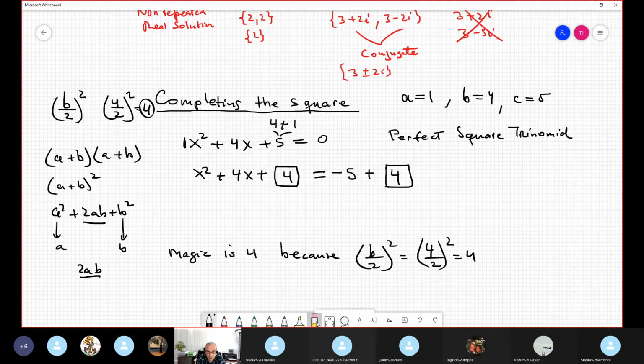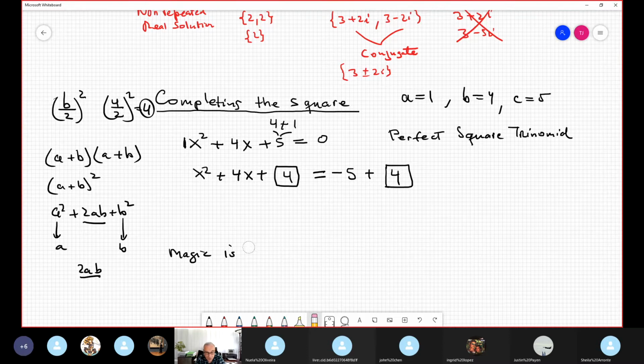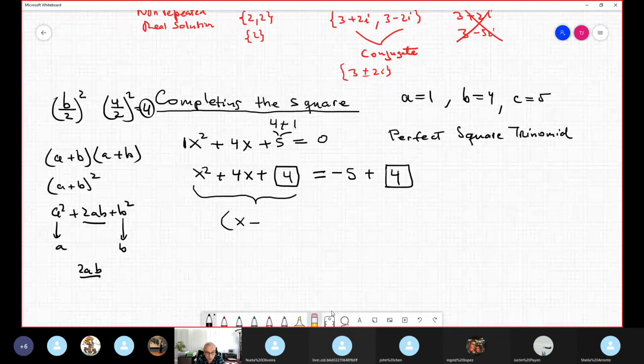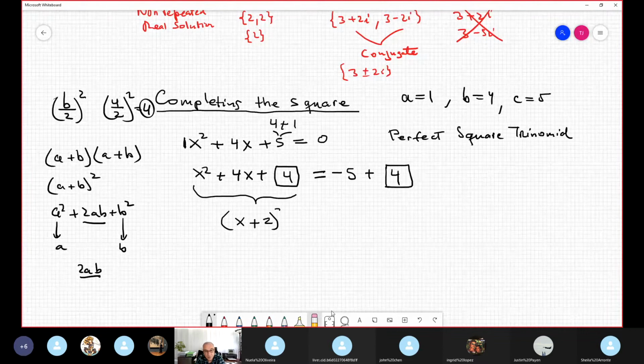Okay. Now we almost finish. I know that this trinomial is a perfect square, and the factorization is (x plus 2) squared. Where does this x come from? Square root of this. Where does this 2 come from? Square root of 4. On the right hand side, we have negative 1.